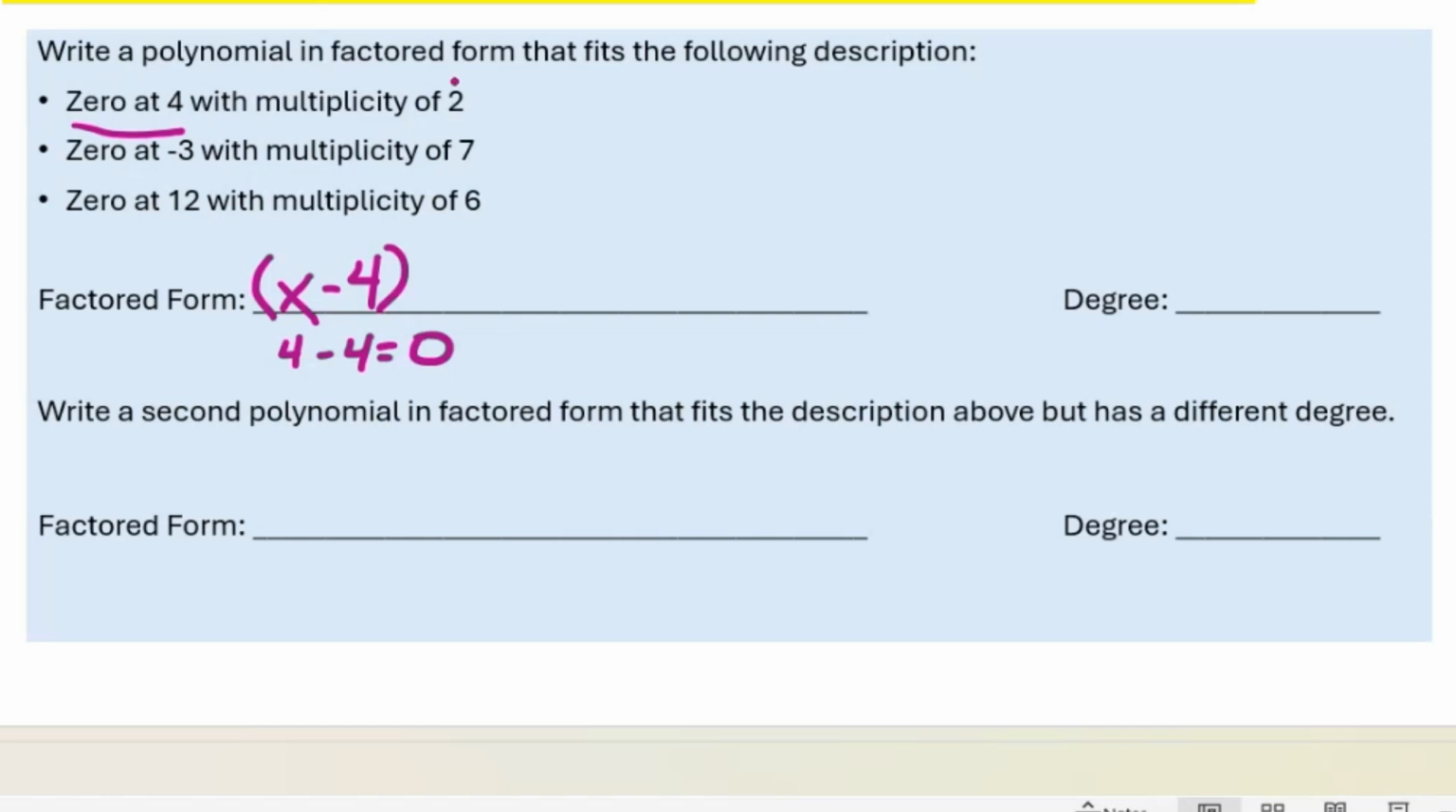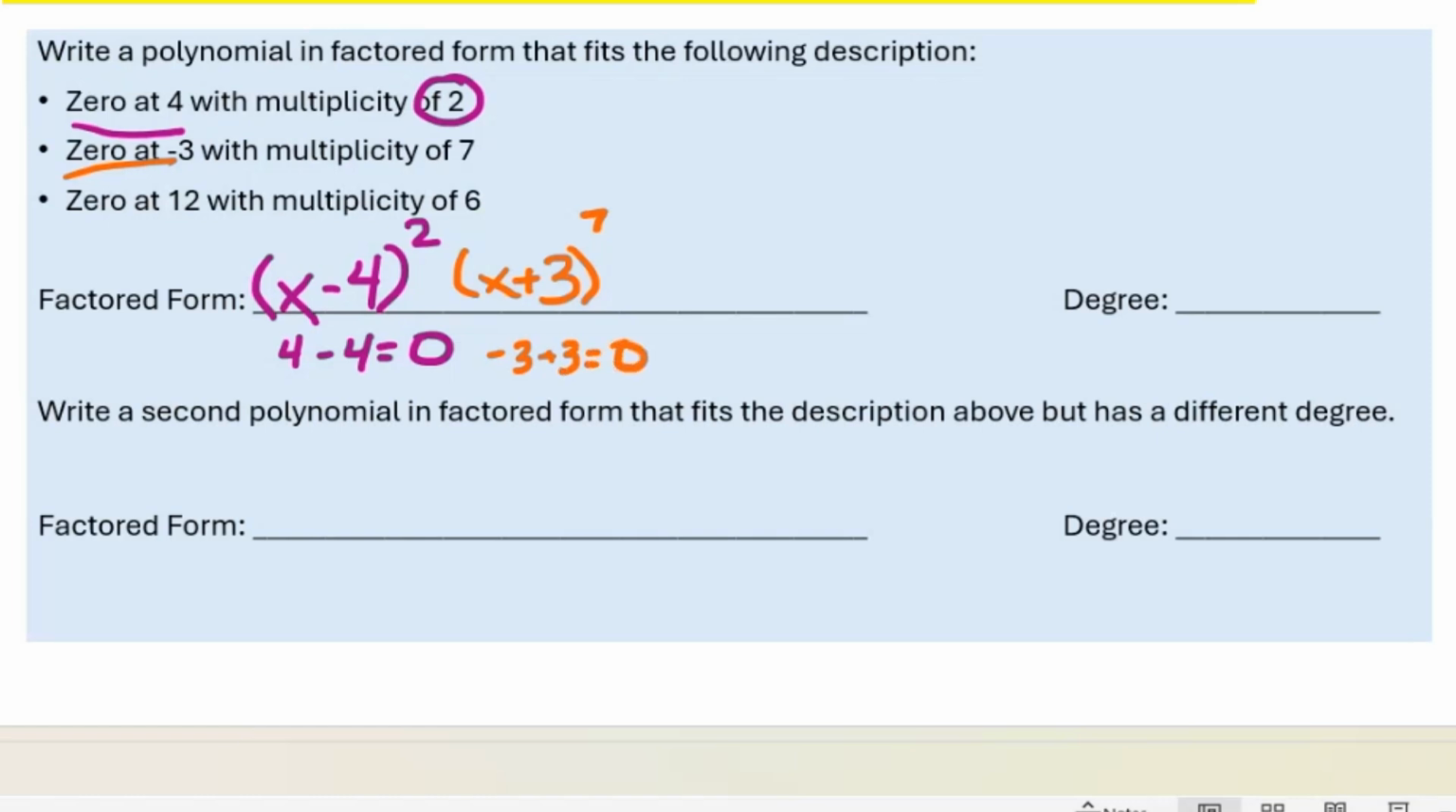And we put the multiplicity of 2. That means that the 2 goes as our exponent. We go to the next one, zero at negative 3. Again, we change the sign. It was negative, now it's going to be positive, plus 3. And the multiplicity of 7. And again, the reason we change the sign is because negative 3 plus 3 does equal 0.